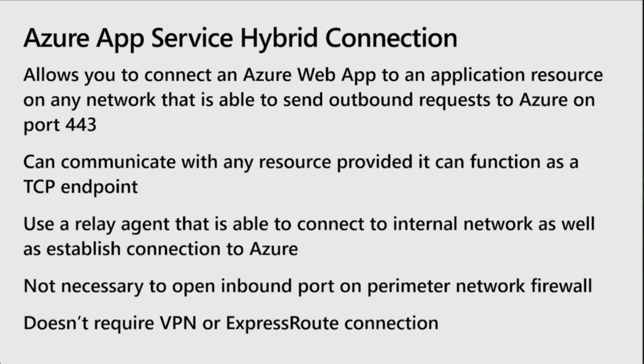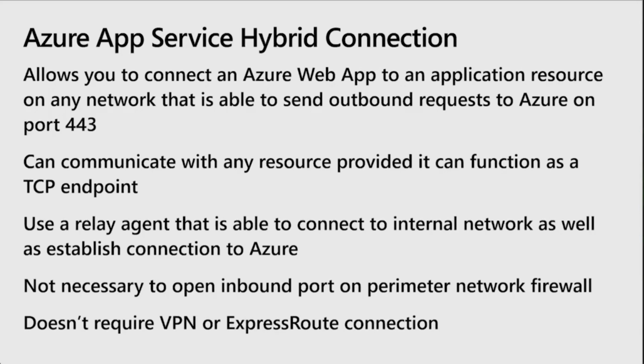So the way that it works is you use a relay agent. You install a relay agent. That relay agent sits on your internal network and has direct line of sight to the data source, as long as that data source has a TCP endpoint. So it can be a SQL database, it can be a MySQL database, it can be a Postgres SQL database. Anything that functions as a TCP endpoint can be used with Azure App Service Hybrid Connection.